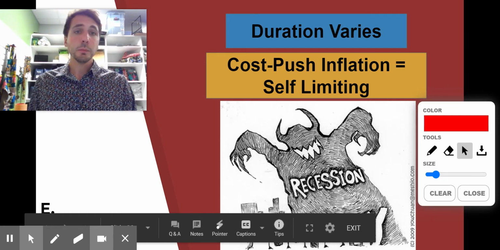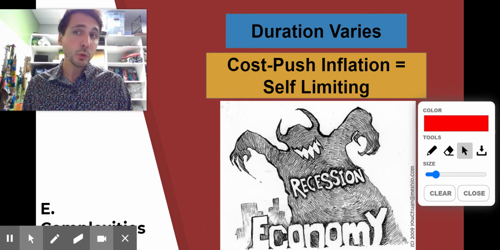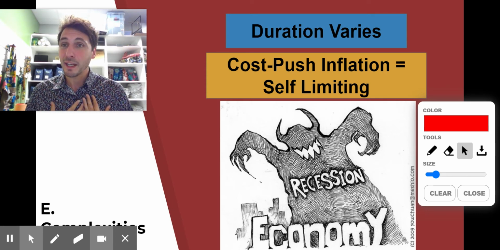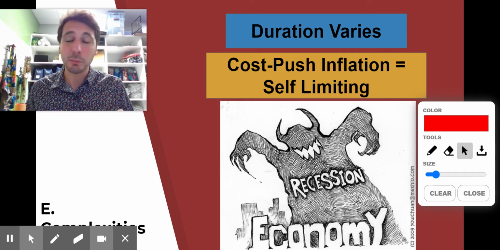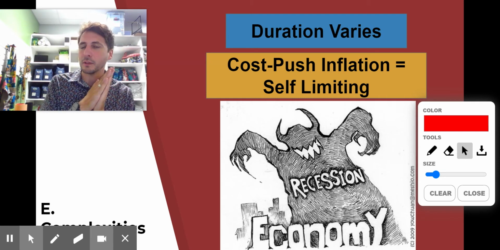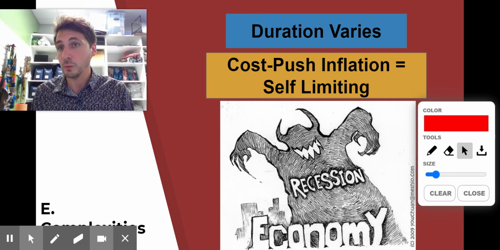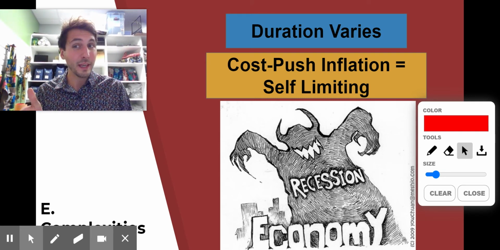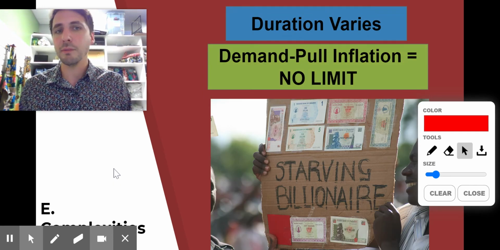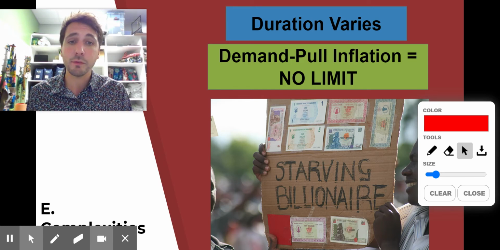Duration varies. Cost push inflation is self-limiting. When people lose jobs, eventually they'll negotiate lower wages. They'll say, hey, I've been out of a job for a long time, so I'll just take any job. You can pay me less than you paid me before for the same job. And when wages fall, eventually supply shifts back to the right, and we get back to life. It's painful when it's happening, but it's self-limiting. Demand pull inflation has no limit. It can go on forever.